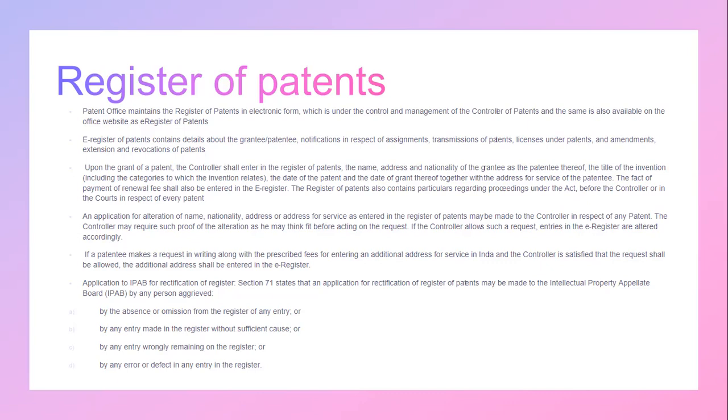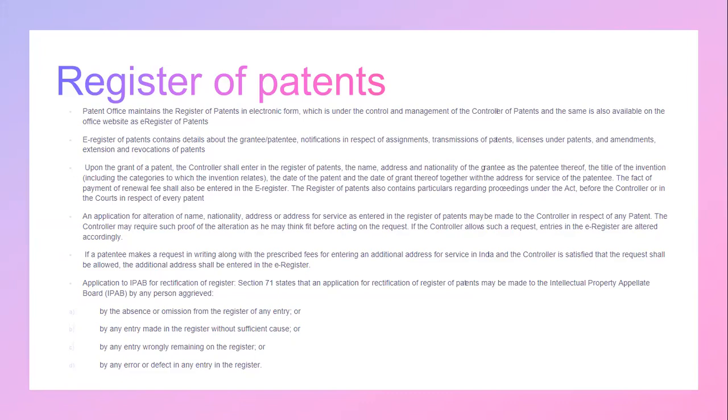Patent Office maintains the register of patents in electronic form, which is under the control and management of the controller of patents, and the same is also available on website as e-register. So register of patents is, you can go on IP India website and you can go to e-register and see the granted patents. E-register of patents contains details about the patentee, notifications in respect of assignment, transmission, licenses, amendments, extensions, revocation. So basically e-register will have everything about the patents, like who's the patentee, who's the inventor, everything, assignment deed, if any, if it has been transmitted, if there is any licensee, everything will be recorded.